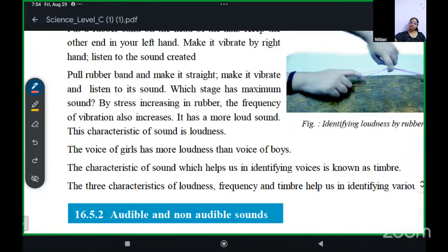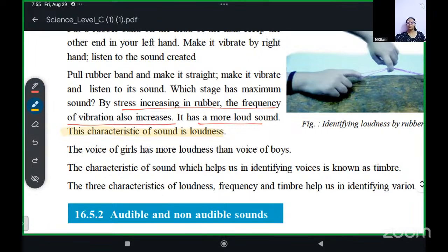The frequency of vibration increases because the stress increases in the rubber as it is pulled more, and it has a louder sound. This characteristic of sound is loudness. When the frequency of the vibration increases, the volume of the sound also increases.